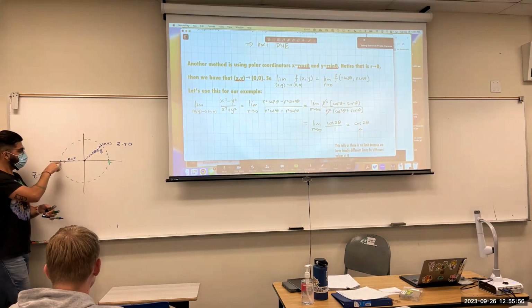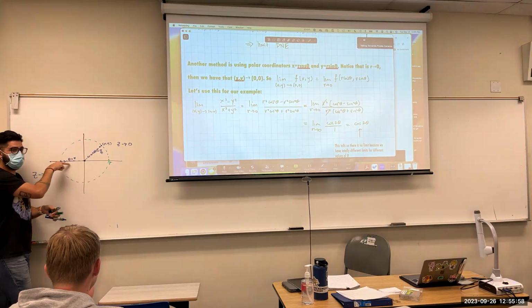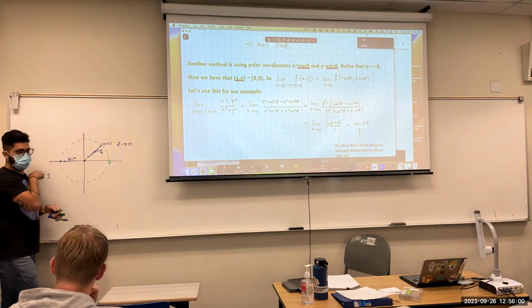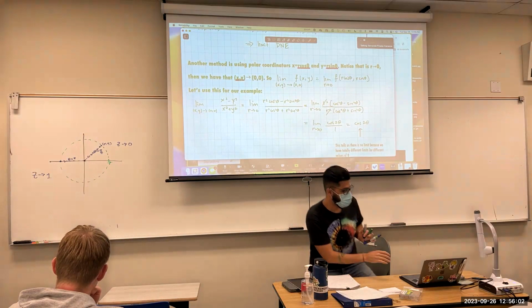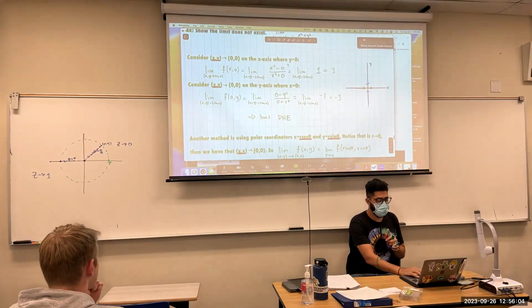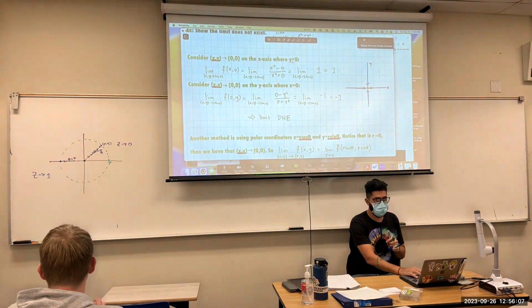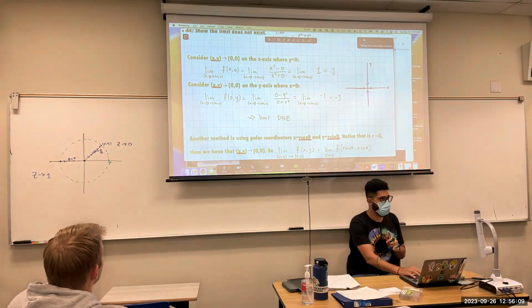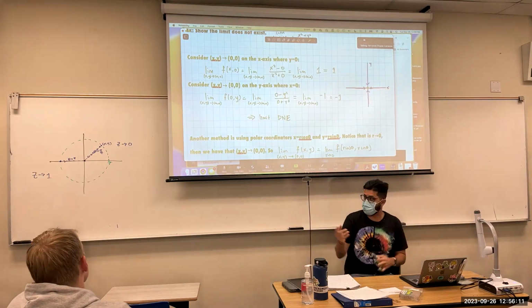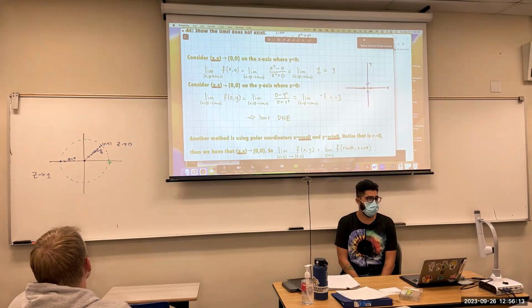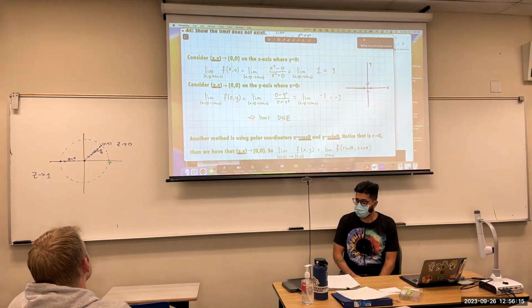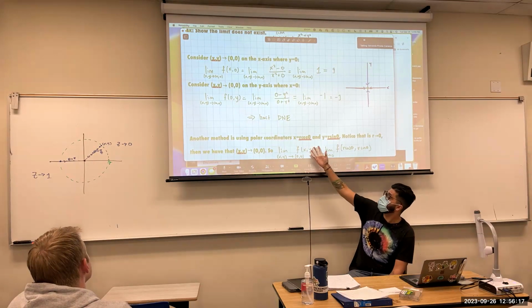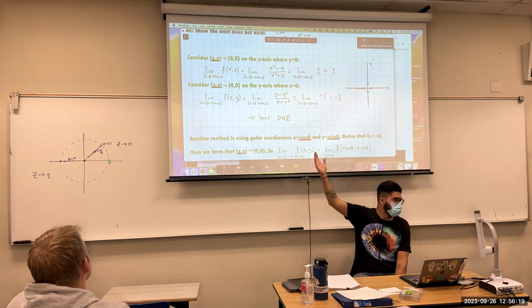Do you guys see how if theta equals pi, you're on the x-axis, right? And what did we say is the limit when you're on the x-axis? What does the limit approach? Positive 1, which is telling us the same story here. Okay, so that's what we're calling the polar coordinate method.